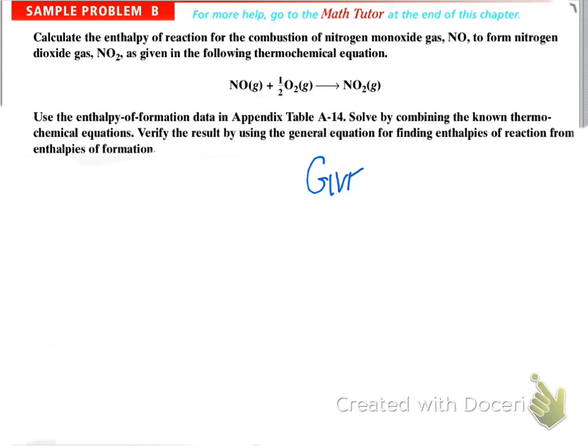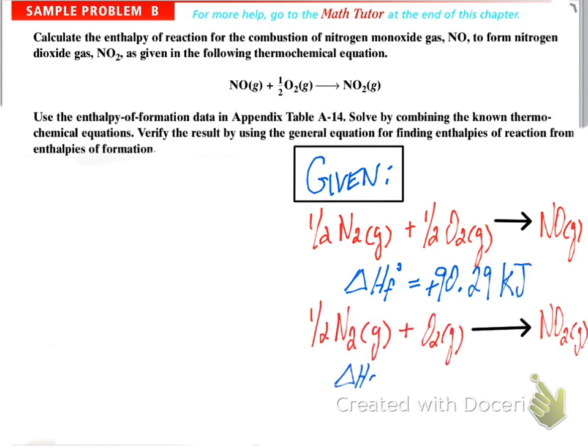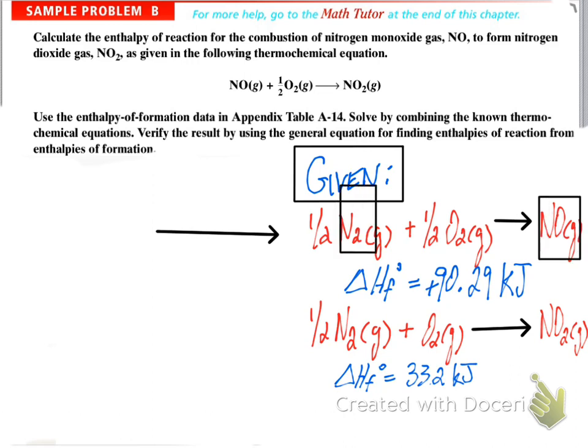Okay, so when you go to the back of the book, you find some given information here. I'm going to write these things down. I'm going to stop the presentation as we go and talk about this a little bit. Okay, so when you go to the back of the book, this appendix A14, you find that in order to form NO gas, that's the first line here, you need to react a half a mole of nitrogen gas with a half a mole of oxygen gas.